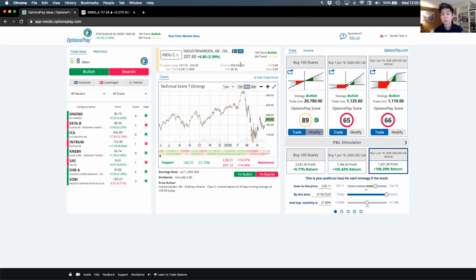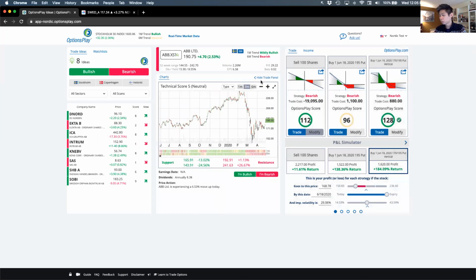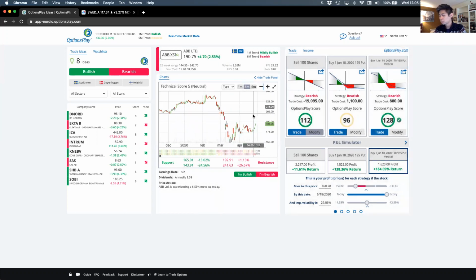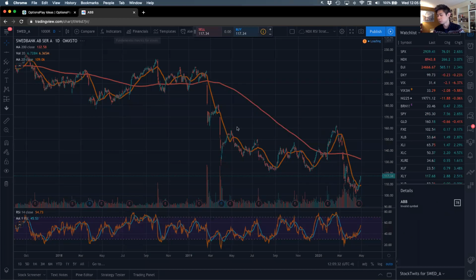So Sij is asking for ABB, and I'm sorry if I pronounce your name incorrectly. ABB, let's take a look at that. And are you relatively bullish? Okay, so ABB, I would say this stock chart looks pretty similar to most stocks, and I'll blow it up here a little so that people can see it easier.